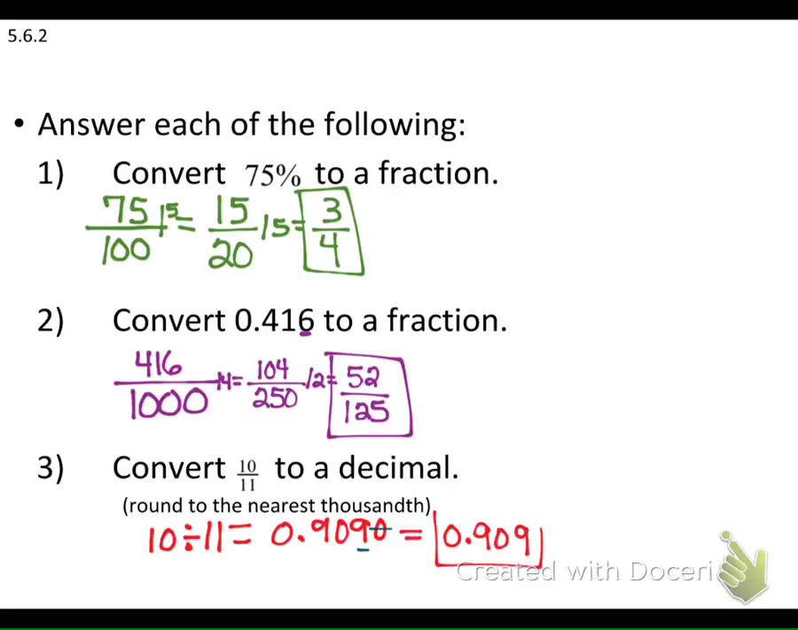How would I read that number? 909 thousandths. You wouldn't have to say the 0 point. When you see a decimal, what can you say instead of a decimal? And. But you wouldn't really say 0 and. You just say 909 thousandths. Any questions about the front side?